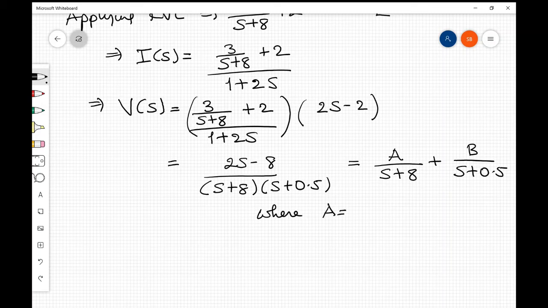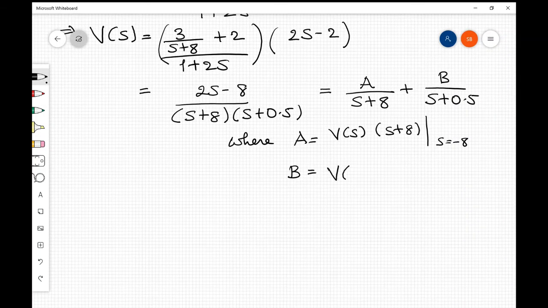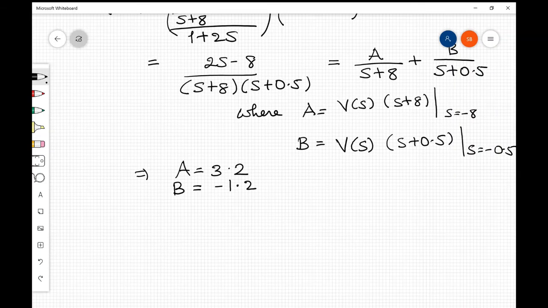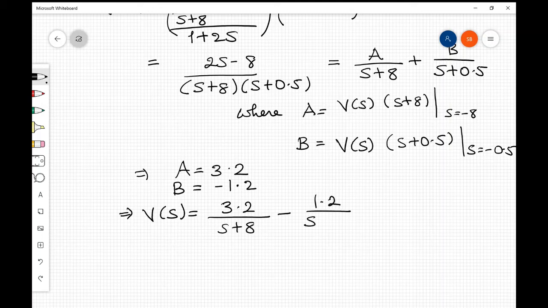A is equal to that expression V at s multiplied by s plus 8 and computing s to be minus 8, and B is equal to V at s multiplied by s plus 0.5 computing s at minus 0.5. So if you solve that, that will give you for A a value of 3.2 and for B a value of minus 1.2, which means V at s is equal to 3.2 over s plus 8 minus 1.2 over s plus 0.5.